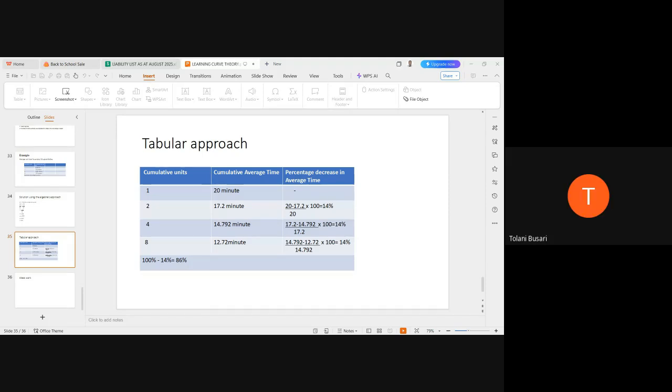As you put in your efforts from a perfect 100%, what is the decrease you experience? The decrease you experience is 14. It means you are learning at the rate of 86%. So this 14 is just telling you the difference between 20 minutes and 17.2 minutes. The percentage decrease is 14, so it means you are learning at the rate of 86%.